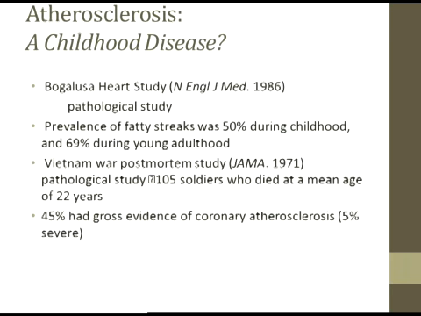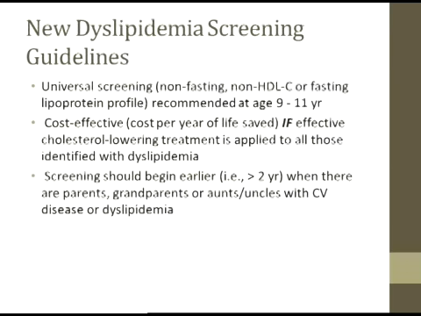One other interesting study was the Vietnam War post-mortem study, which was a pathological study of about 100 soldiers who died in combat in Vietnam. And these were healthy young recruits, of course, who made it into the Army. The mean age was about 22 years old. And when their coronaries were evaluated, 45% of them had gross evidence of coronary atherosclerosis, 5% of which was severe. So we know that atherosclerosis is a process that we need to be vigilant of addressing because the disease process occurs earlier than we actually think about.